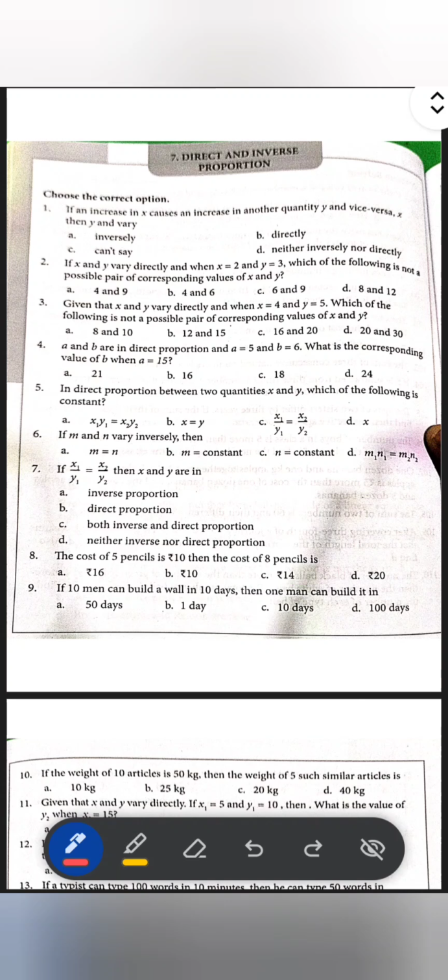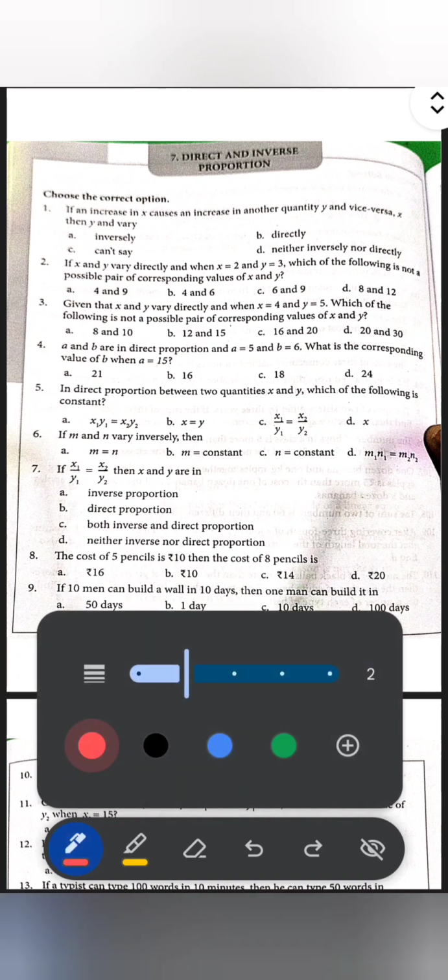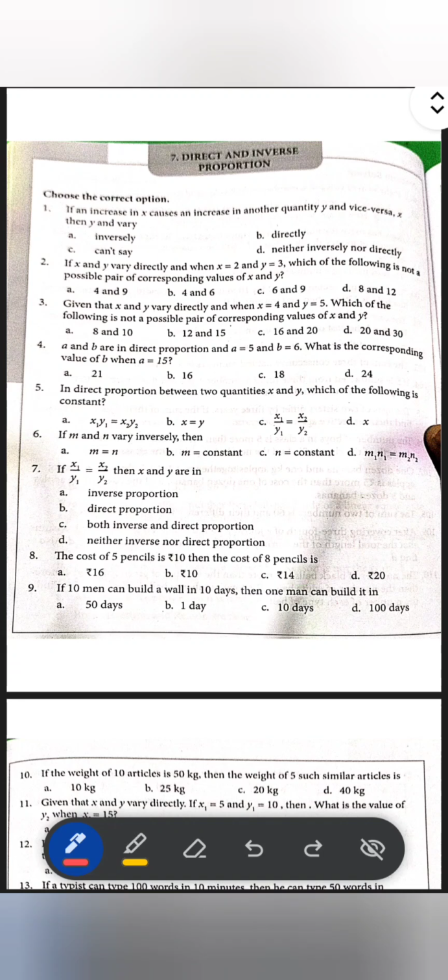So let's start. The first one: if an increase in x causes an increase in another quantity y and vice versa, then x and y vary dash. So here, what have we learned? x is increasing with y, so they are directly proportional.